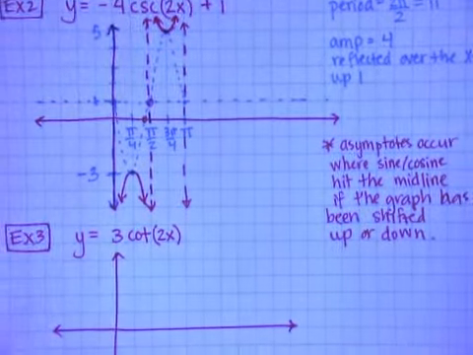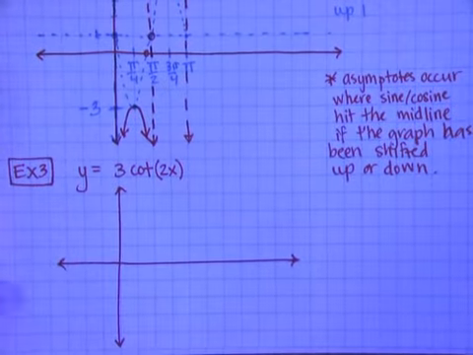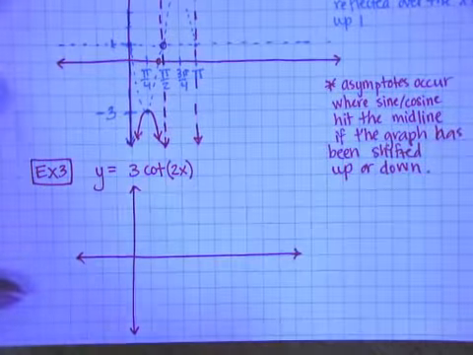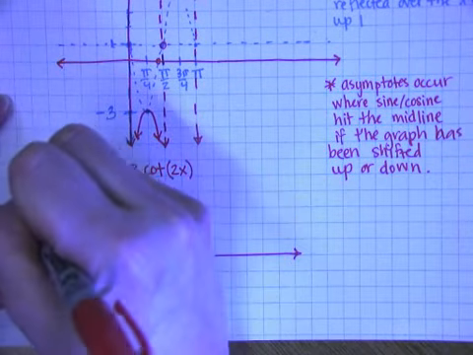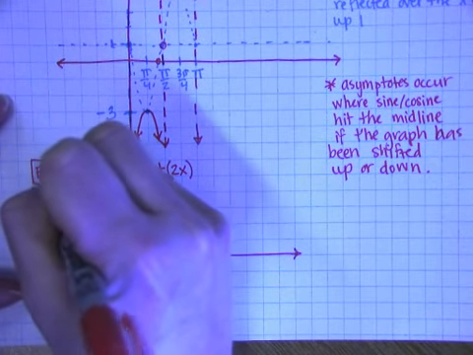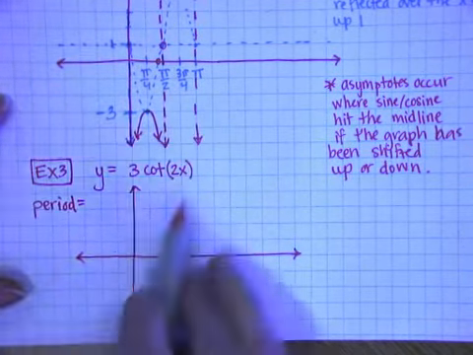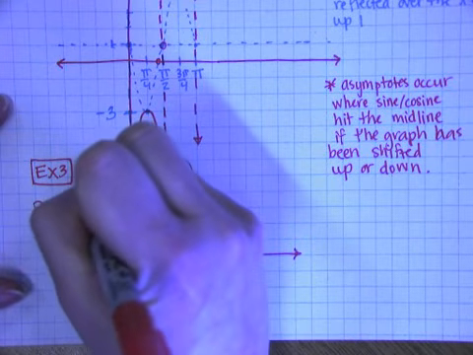All right, and then, last but not least, I figured I'd throw a cotangent curve in there just for kicks. So the cotangent curve has a period of pi typically, but we have a b value, so now it's going to be pi over 2.